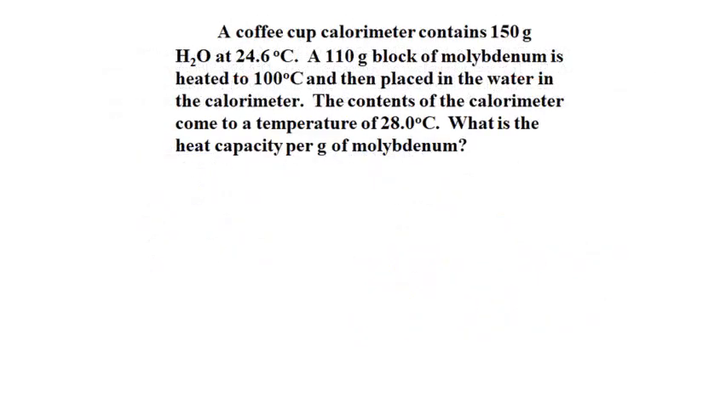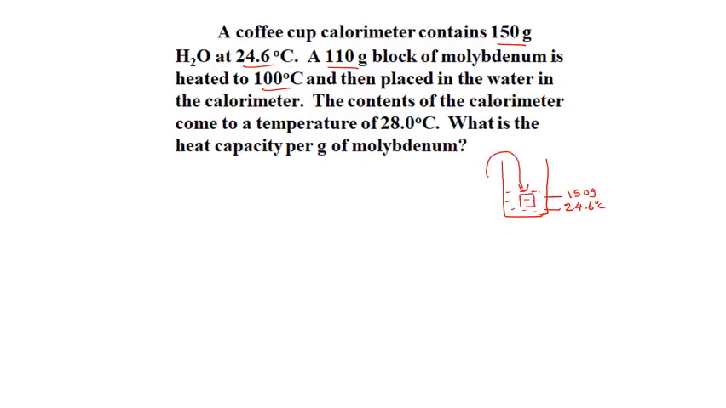Let us see another type of calorimetric question. Here, a coffee cup calorimeter contains 150 grams of water at 24.6 degrees Celsius. A 110 gram block of molybdenum is heated to 100 degrees Celsius and then placed in the water in the calorimeter. So that means if we have a calorimeter and if there is water here, which is at 24.6 degrees Celsius. How much water we have? 150 grams of water. We are putting molybdenum in there.